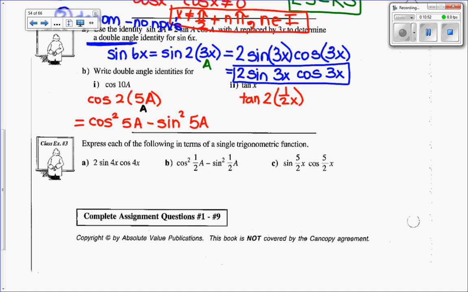2 times half would be 1, right? So that's the same thing as tan x. Okay? So again, this is my A. And if you look at the top of your page, you will see that the double angle identity is 2 tan A over 1 minus tan squared A. So I've got 2 tan half x over 1 minus tan squared half x. Okay, and that's how you'd leave it.